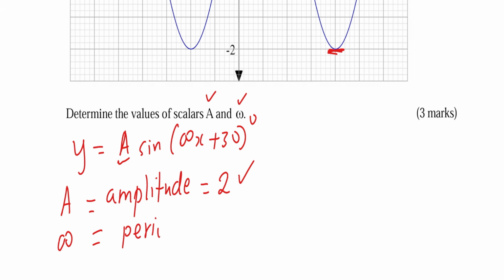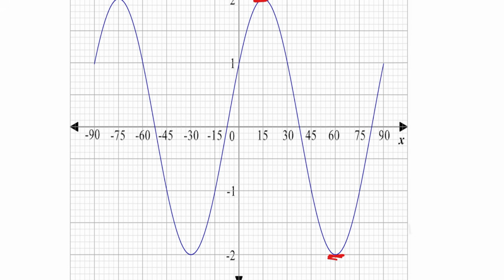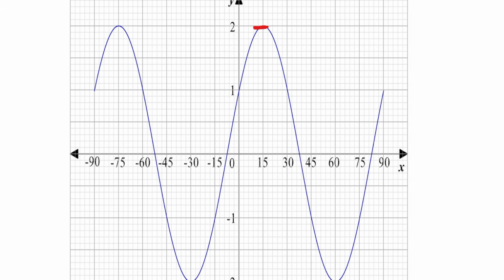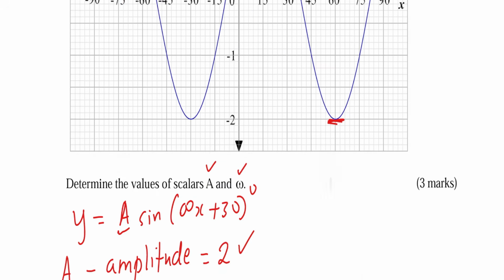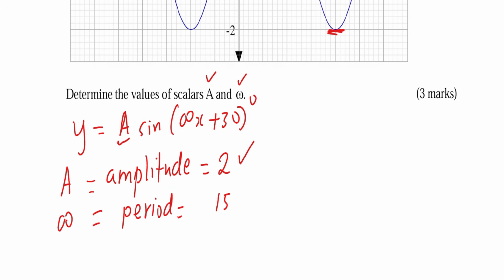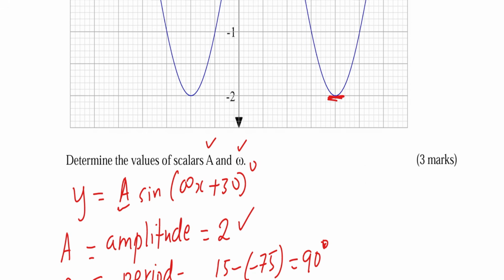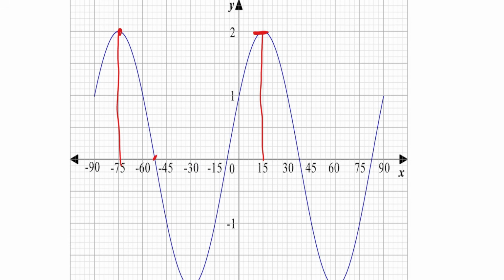And what is your period? Right. Now look at this. The x value of the peak of this is -75, and the peak of this is 15. So the difference between the two is 15 minus -75, which should give you 90 degrees. Or you can use this one, which is I think -57.5, and this one is I think 37.5.